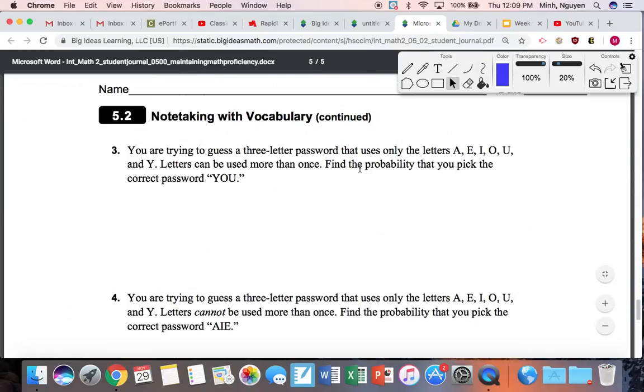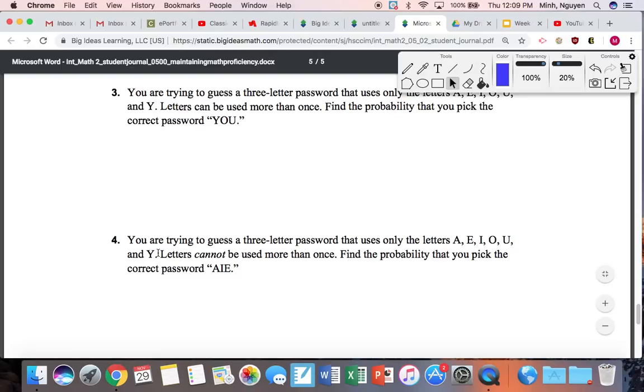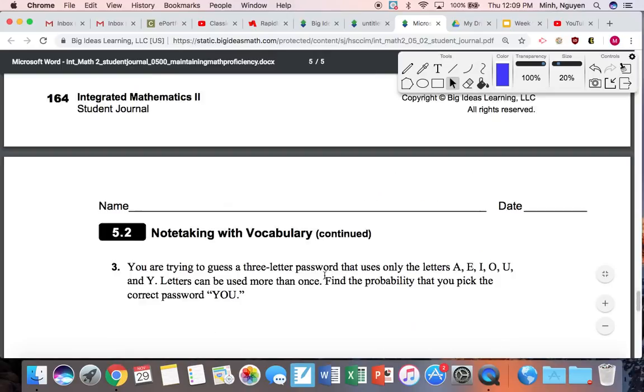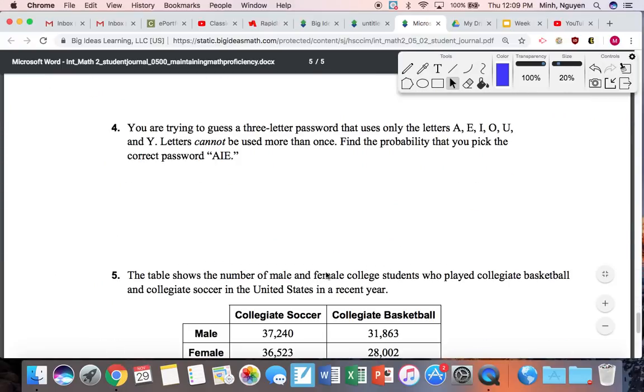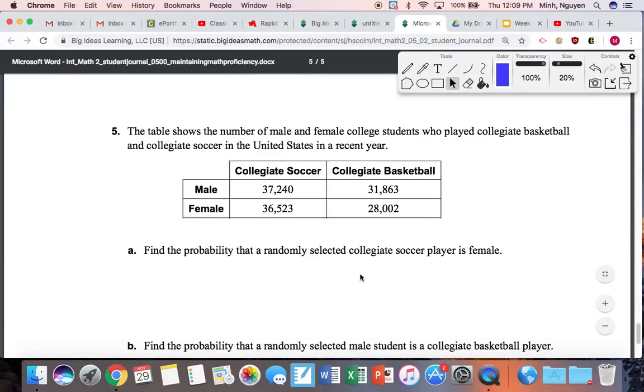Here, same thing. It says letters can be used more than once. That's the key to this problem. And then for number 4, the key is that letters cannot be used more than once. I'm not doing these because you only have like 5 problems to practice, so it would be kind of a sham if I showed you. That's why I wanted to do those separate examples earlier.